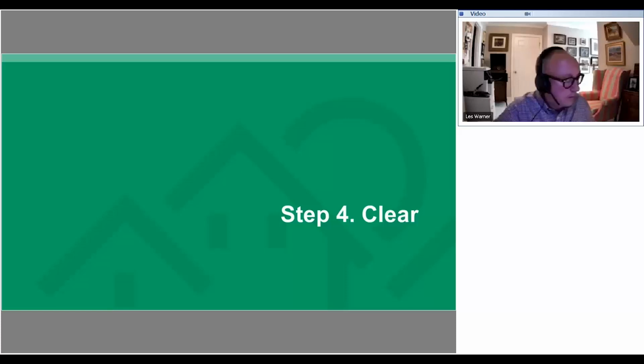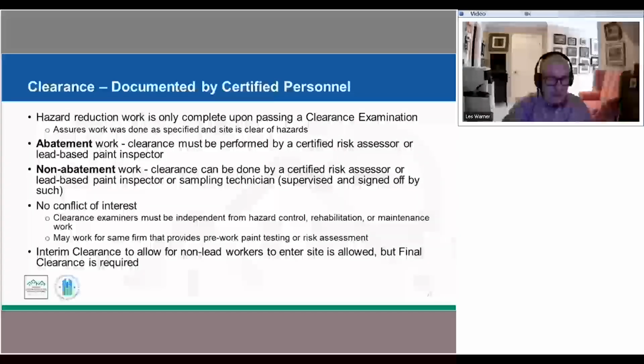So as we mentioned, we are going to make sure that we complete clearance at the end of each of our projects. So we want to make sure that we have completed clearance to determine that, yes, it's safe for them to reoccupy. And so this is going to be completed, as we mentioned, by a third-party entity. So for abatement work, it has to be completed by a risk assessor or a lead paint inspector. For non-abatement work, we also could use a sampling technician if you have that in your area.